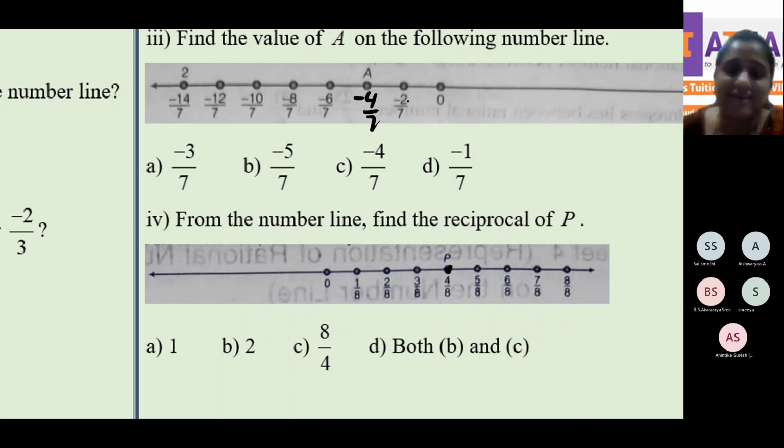Okay. Who says D? I'm confused between C or D. I think it could be D. I changed my answer to D. Okay. Yes, D is the correct answer.